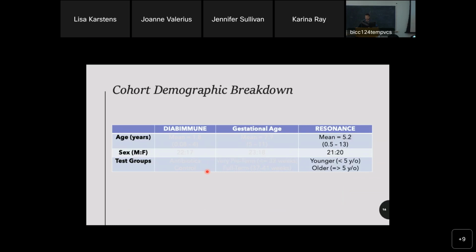Finally, the resonance cohort contained 21 males and 20 females with an average age of 5.2 years old. The study from which this data set was derived followed healthy individuals. So there weren't test groups assigned to subjects in this data set when we downloaded the information, but to support different analyses in this investigation that relied on comparisons between test groups, I assigned test groups to each subject based on whether they were older or younger than the median age of samples collected at that time, and that median age was 5 years old.